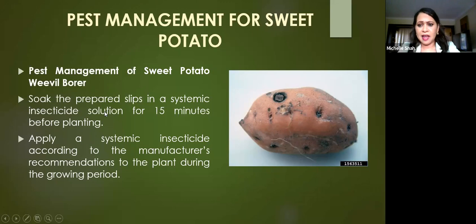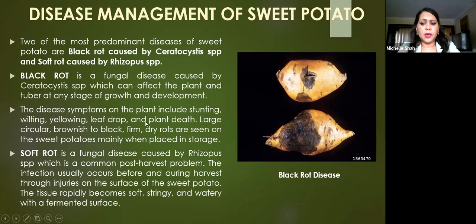Disease management. We have black rot disease, which is a fungal disease caused by Ceratocystis, which can affect the plant and tuber at any stage of growth and development. The disease symptoms on the plant include stunting, wilting, yellowing, leaf drop, and plant death. Large circular brownish to black firm dry rots are seen on the sweet potatoes, mainly when placed in storage. So we see the dark areas on the sweet potato are the black rot disease.